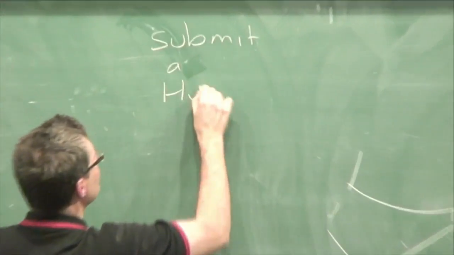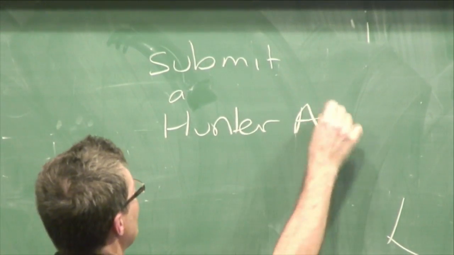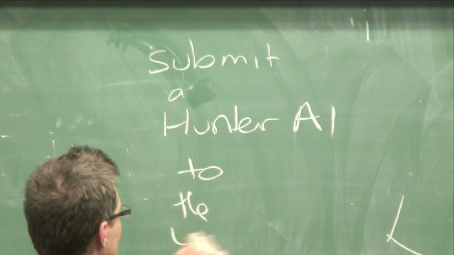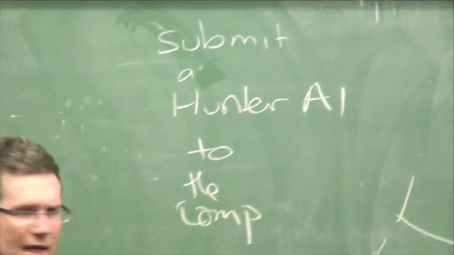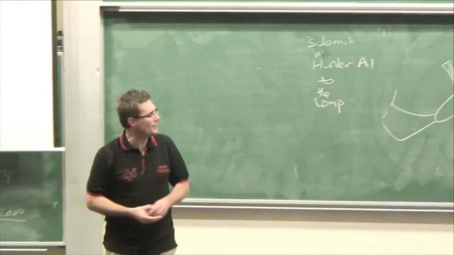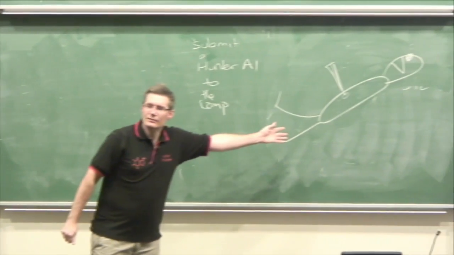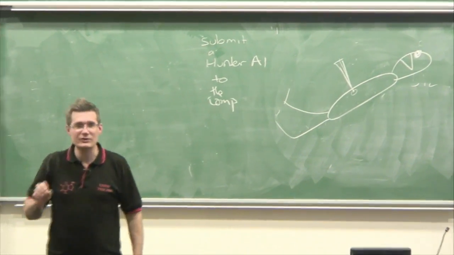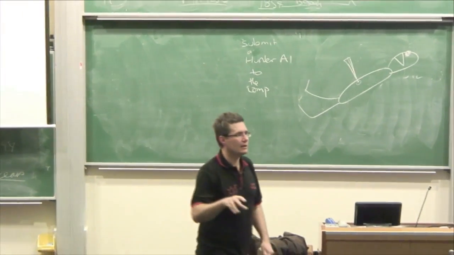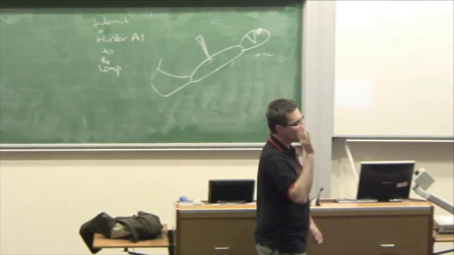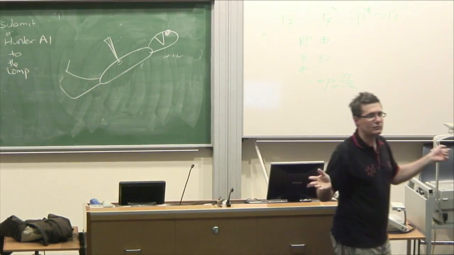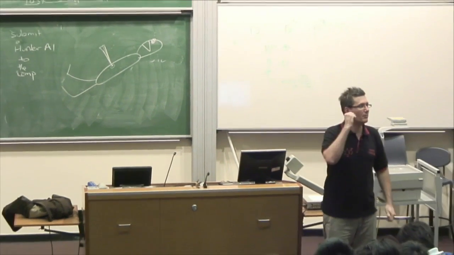Okay. So, really, your objective before this is to submit a hunter AI to the comp. Because if you don't submit it, it can't be in the comp. And if it can't be in the comp, then you can't do this. Now, how this assignment works is that we run the comp every second night. And at the end of the assignment, when we say the assignment's over now, you've got all your marks already. It's how you've gone in the comp.